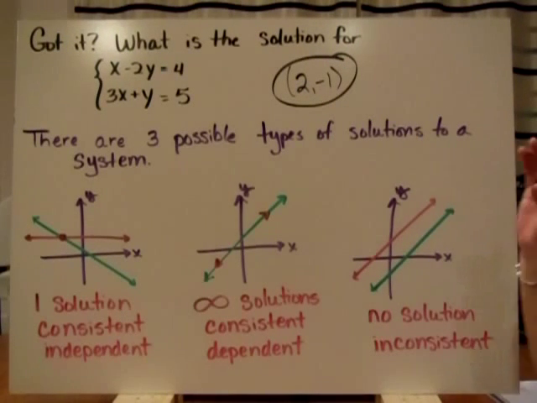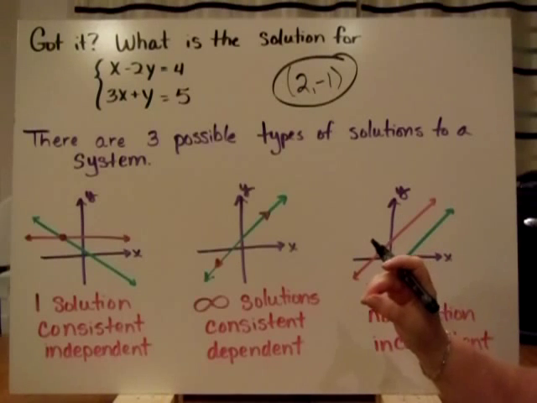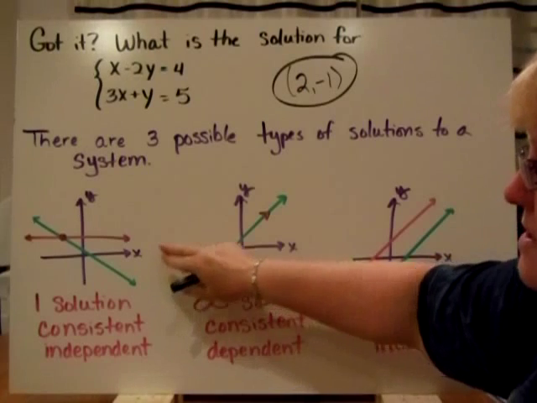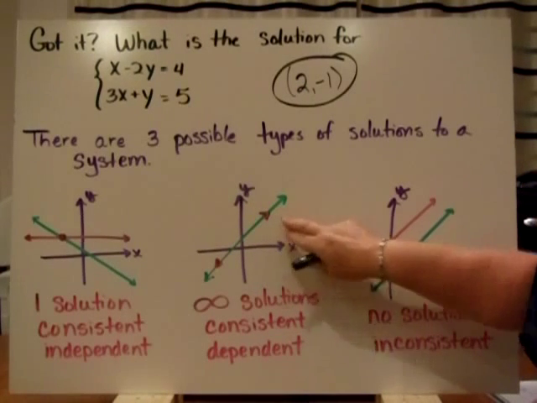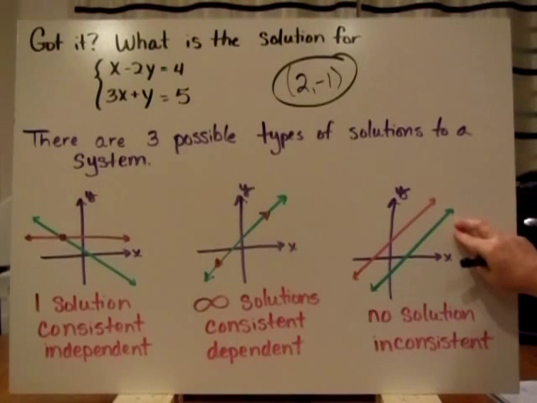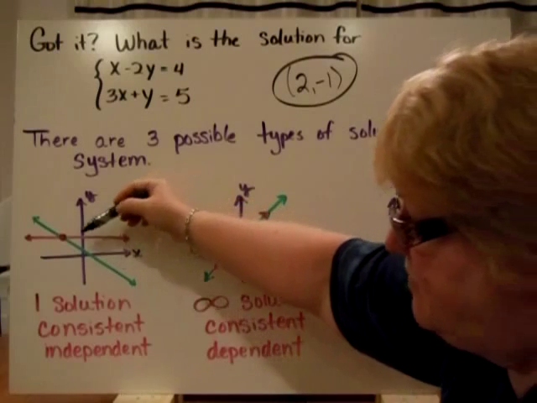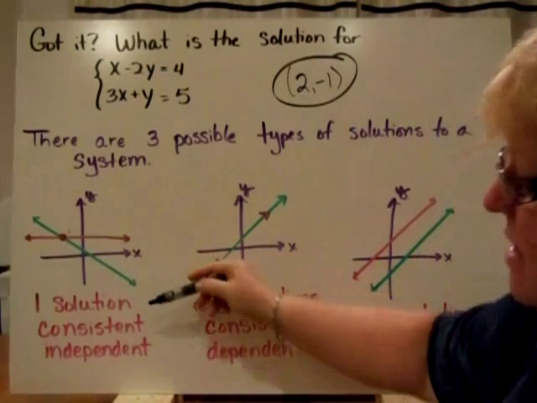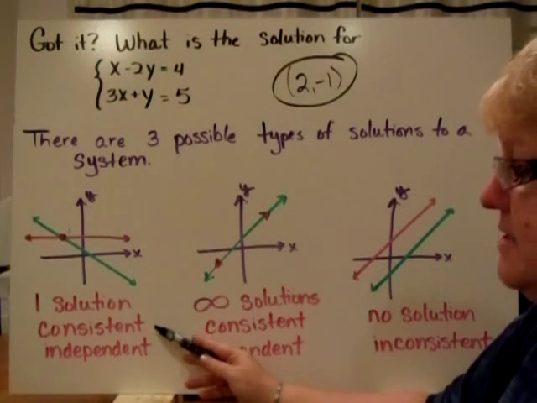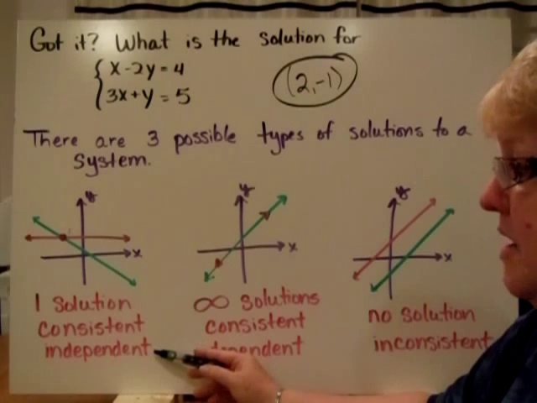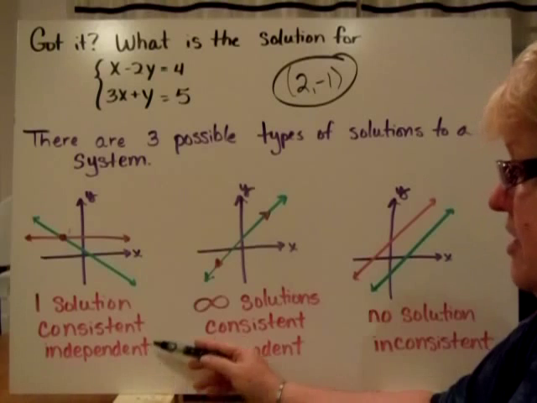Okay, if you think about the way you can take two lines and graph them, there's only three possible ways to graph the lines. They can cross, they can be on top of each other, or they can be parallel, in which case they will never cross. In this example, you have one solution. It's found where the lines cross. This is classified as consistent because it has a solution, and independent because it only has one solution.